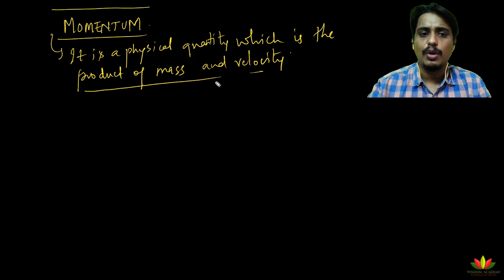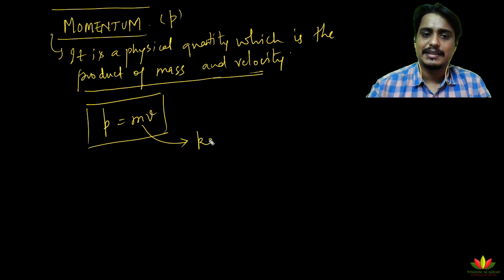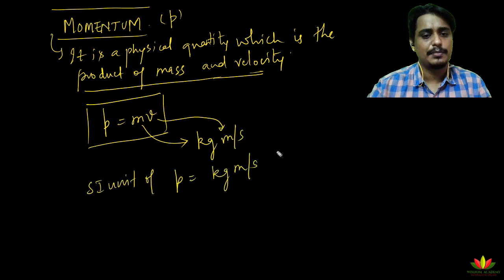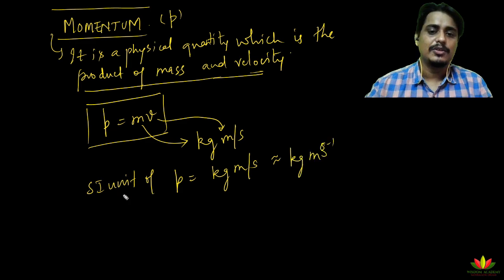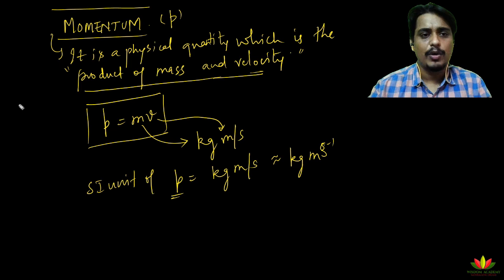The SI unit of mass is kg, and the SI unit of velocity is meter per second. So the SI unit of momentum would be kg meter per second, or it is also written like this: kg meter s power minus 1. This is how we represent momentum. So what is momentum? It is the product of mass and velocity. I told you about momentum because our second law of motion is purely based upon that.